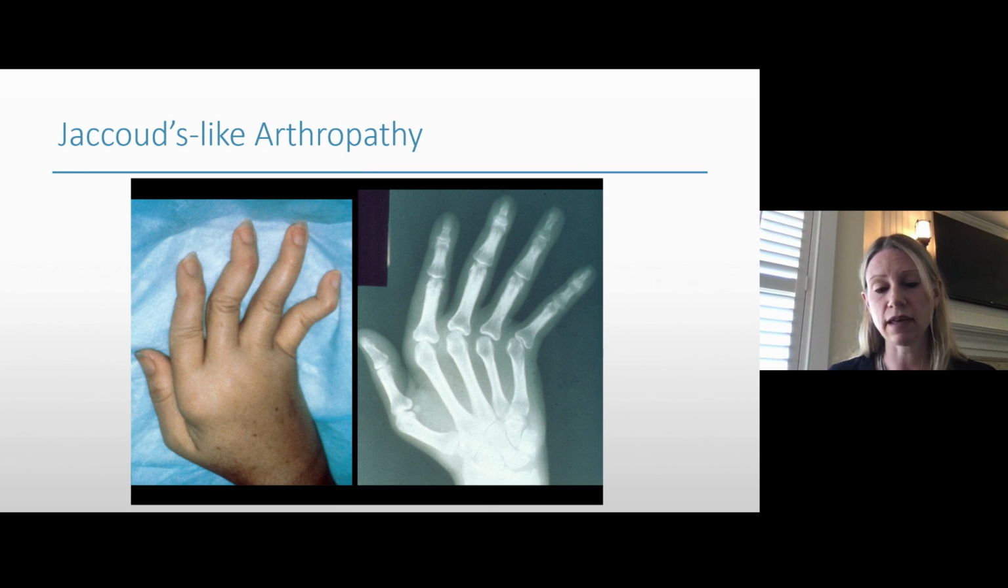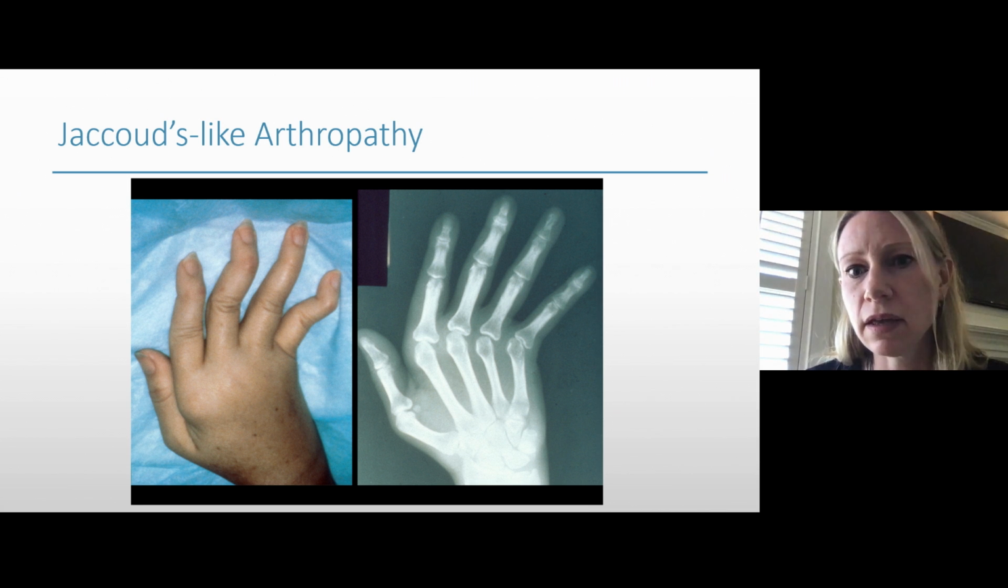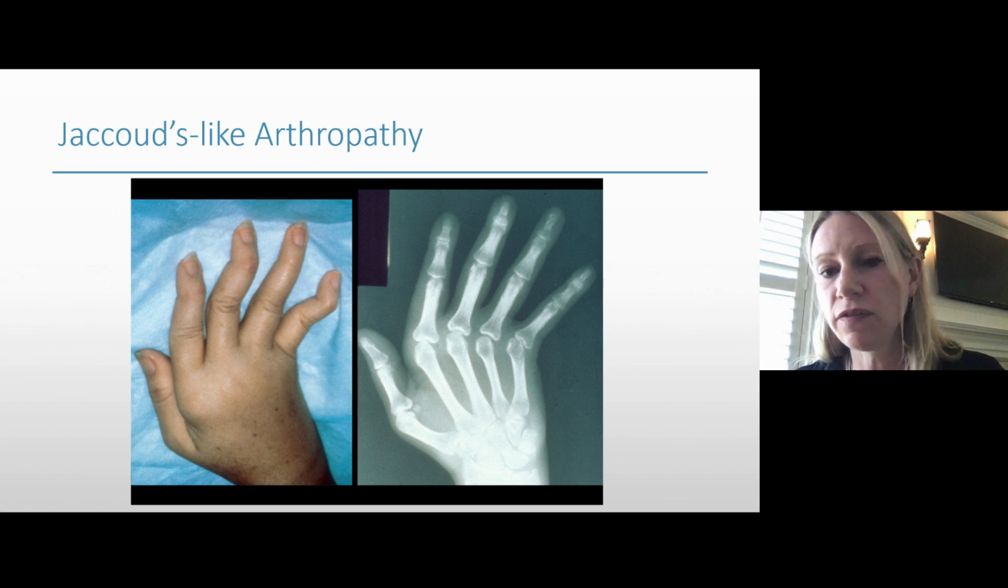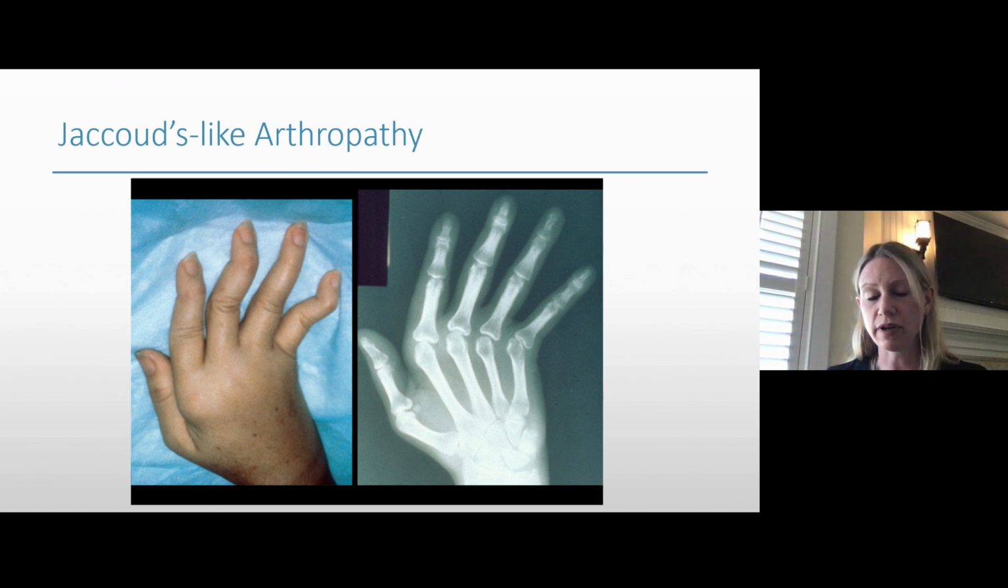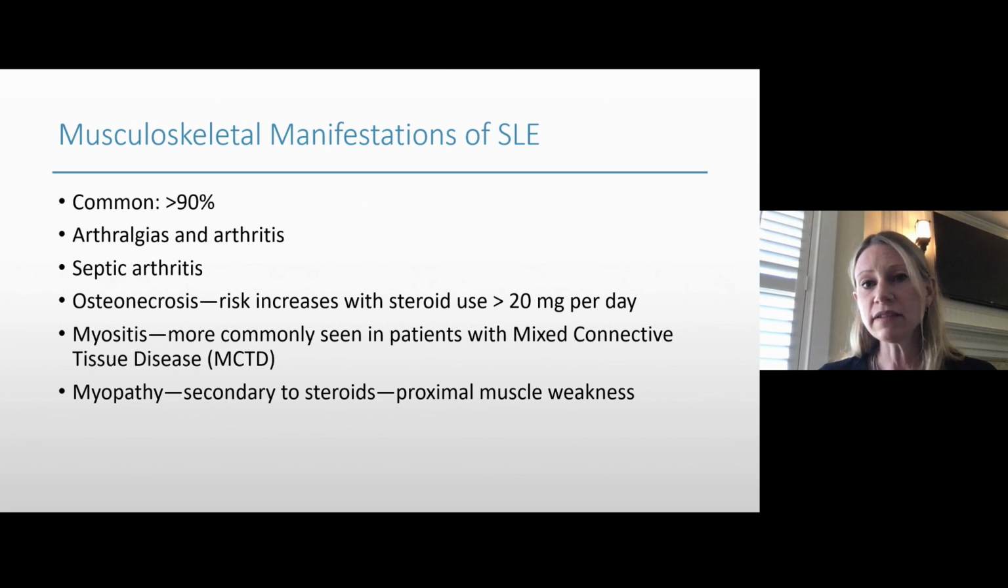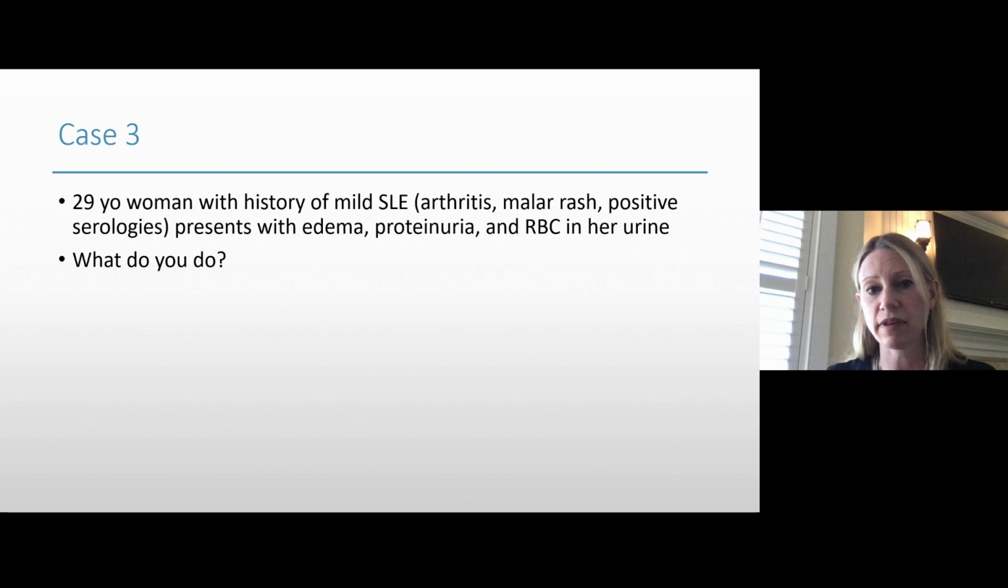Now, this here is an example of a classic finding in lupus arthritis, which is Jaccoud-like arthropathy. So what Jaccoud-like arthropathy means is that somebody may have deformities in their fingers that look like rheumatoid arthritis, but they are reducible, as opposed to rheumatoid arthritis, where the deformities are classically not reducible. So musculoskeletal manifestations of lupus are very common. We see this in more than 90% of patients, and they include arthralgias and arthritis. Septic arthritis can occur, osteonecrosis, myositis, and myopathy.